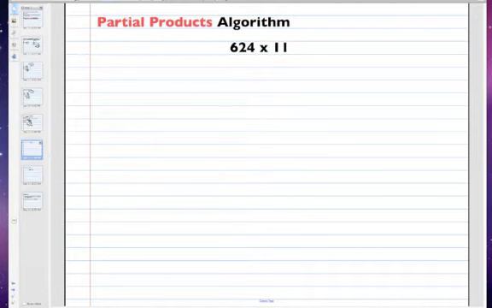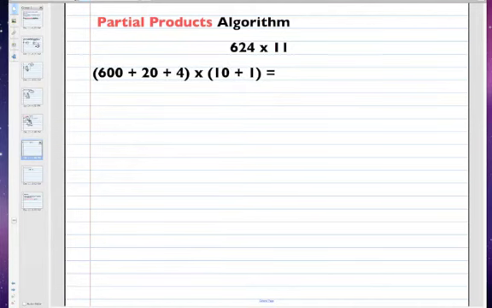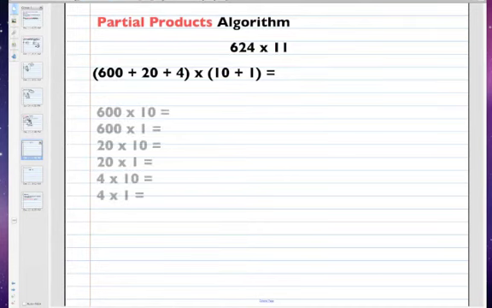Let's say I have these two factors, 624 times 11. The first thing I need to do is write them in expanded notation. 624 would be 600 plus 20 plus 4, and 11 would be written as 10 plus 1. Then I can go ahead and apply the distributive property and make my product list.